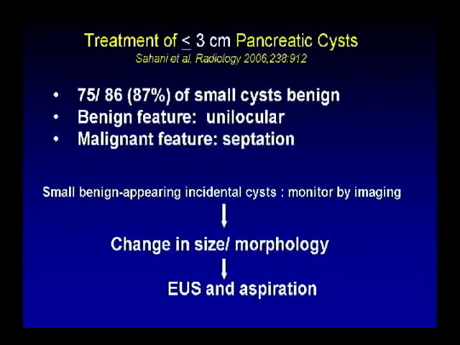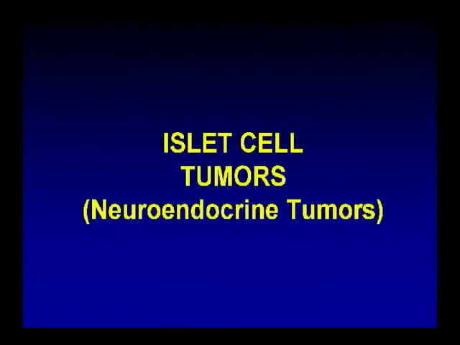You know, as we scan with 64-slice CT, we're finding more and more of these smaller pancreatic cysts. And from this study, it was found that a benign feature is if the cyst is unilocular, malignant feature is if you see septations. So if this is an incidental finding, you can monitor just by imaging. However, on follow-up imaging, if you see a change in size or morphology, then the patient should be recommended for endoscopic ultrasound and aspiration. And finally, the islet cell tumors, also known as the neuroendocrine tumors.